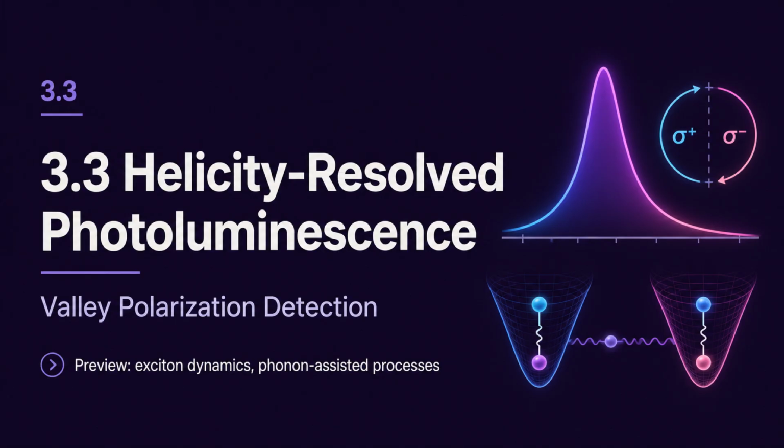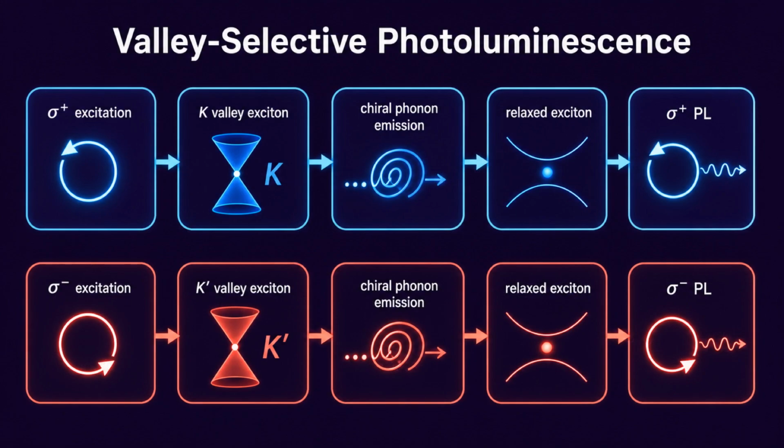Next, let's discuss helicity-resolved photoluminescence, another powerful technique for probing chiral phonons through their coupling to valley degrees of freedom in 2D materials. In monolayer TMDs, optical transitions at K and K' valleys couple to circularly polarized light with opposite helicities. Starting with sigma plus excitation, we create K valley excitons. During relaxation, these excitons can emit chiral phonons. The relaxed excitons then recombine, emitting sigma plus polarized photoluminescence.